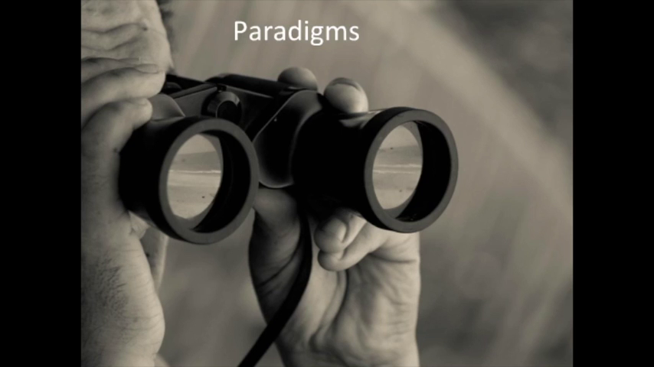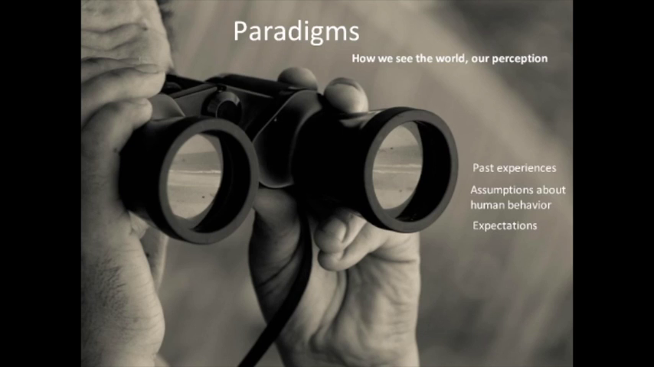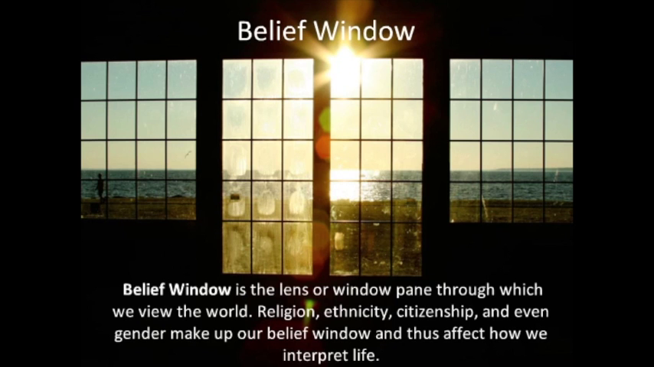We all see the world uniquely due to our personal set of paradigms, which means our belief of how things are. Our paradigms are shaped from our past experiences, our assumptions about human behavior, our expectations, our prior knowledge, and our personal moods. Your belief window is the lens or window pane through which we view the world. Religion, ethnicity, citizenship, and even gender make up our belief window and thus affect how we interpret life.